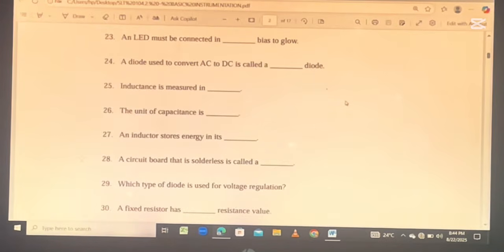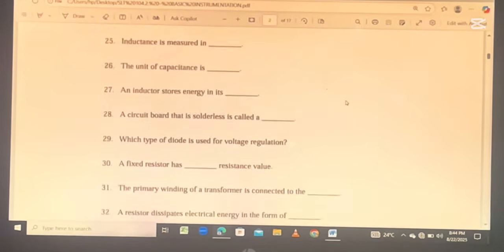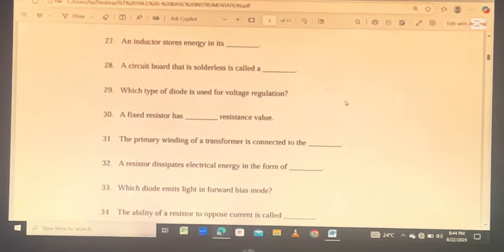All right, so then number 29: which type of diode is used for voltage regulation? The type of diode used for voltage regulation is called the Zener diode. Okay, number 30: a fixed resistor has a dash resistance value. A fixed resistor has a constant resistance value. As the name fixed implies, it has a constant resistance value.